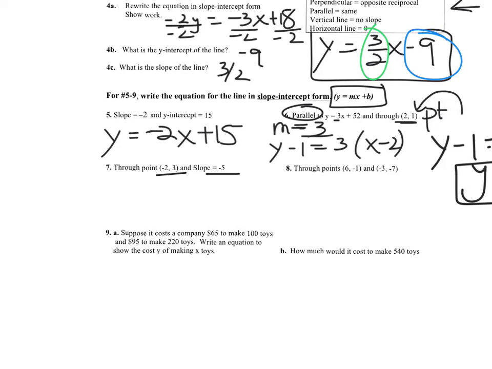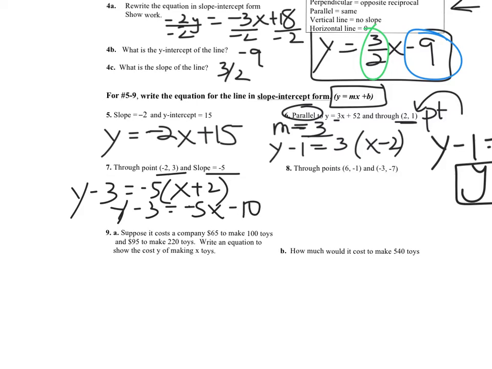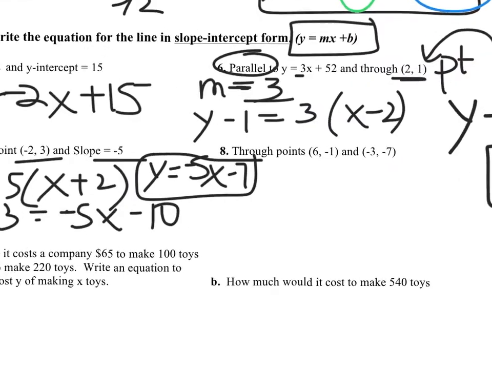So y minus 3 equals -5 times x minus -2, which would be plus 2. Go ahead and distribute the -5. So I have y minus 3 equals -5x minus 10. And then add 3 to the other side to give us y equals -5x minus 7.